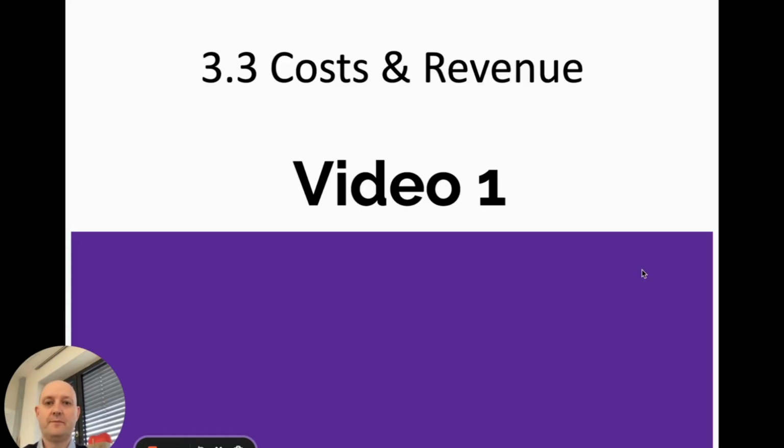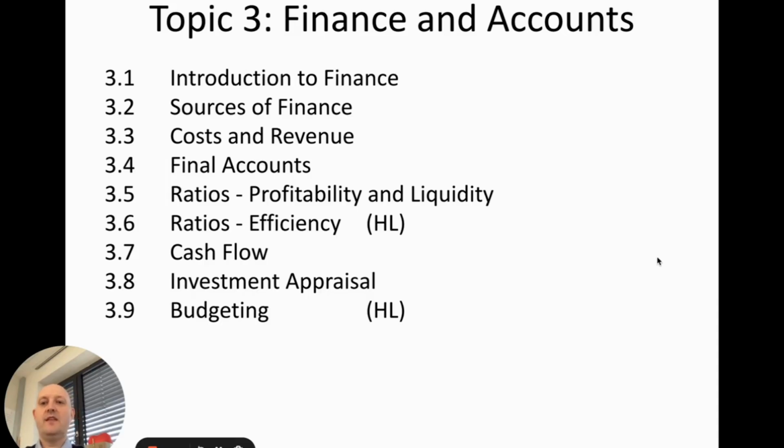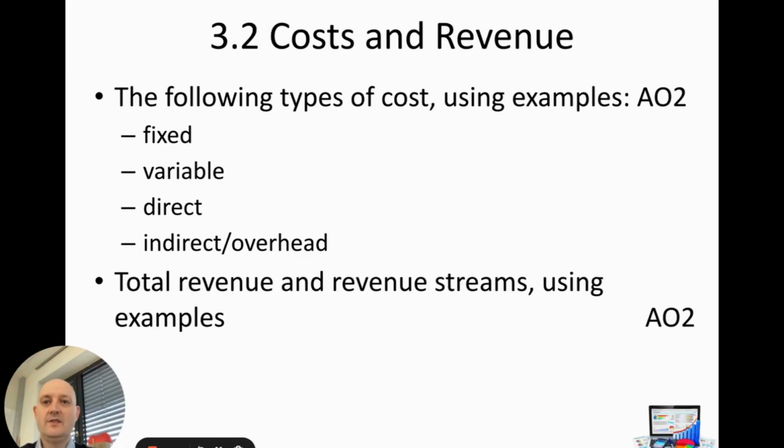In this chapter, the third chapter in topic 3, which is called finance and accounts, the syllabus looks like this. We're going to go through different types of costs and also look at revenue as well. In this video we're going to start with revenue, and in the second video we're going to look at different costs.